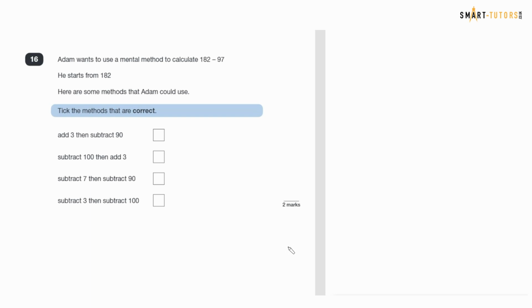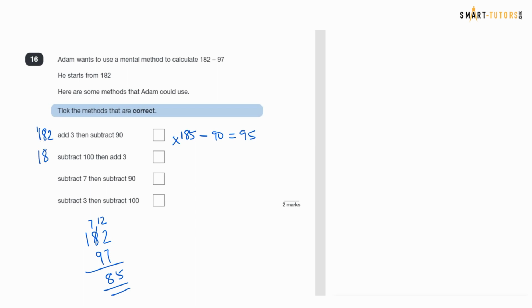So you need to do 182 minus 97 just to check what the answer is, because it'll be easier to do the other sums afterwards. So that is going to be 85. Then we need to do 182 add 3, which is the first of their methods, and minus 90, which is 95. That's not correct.